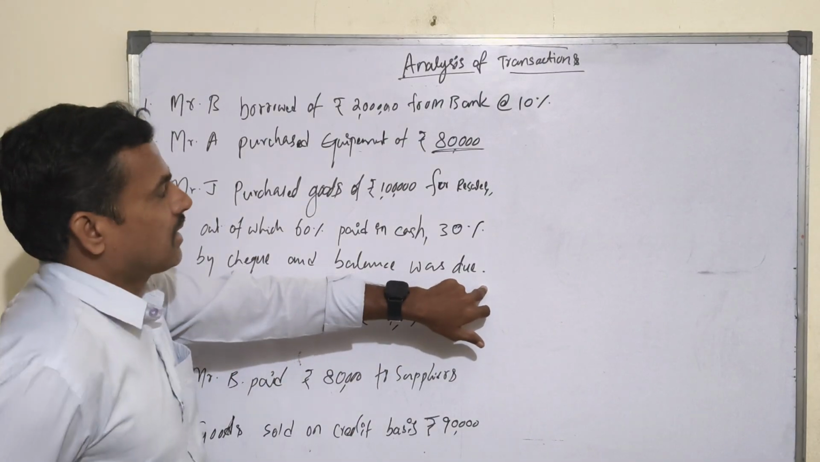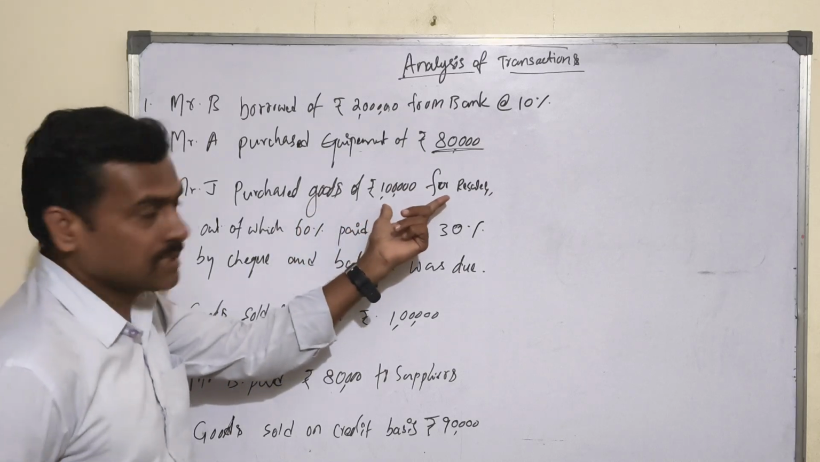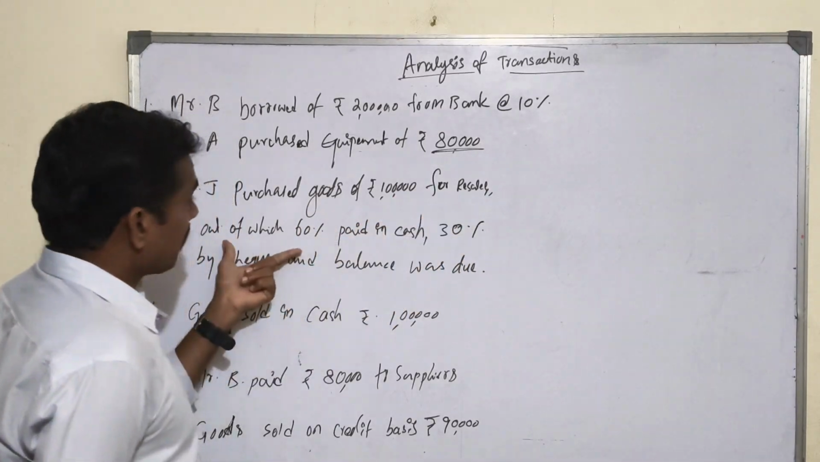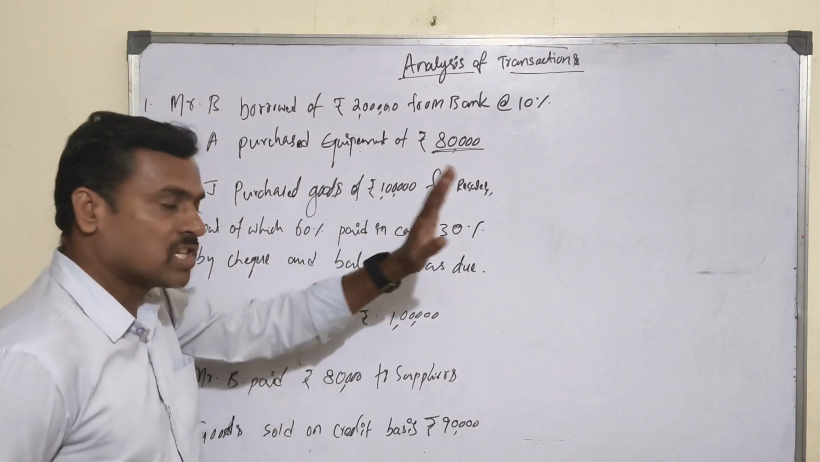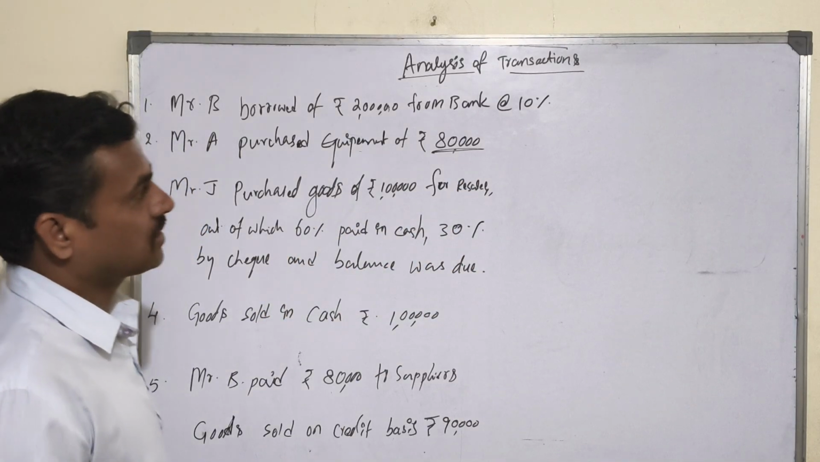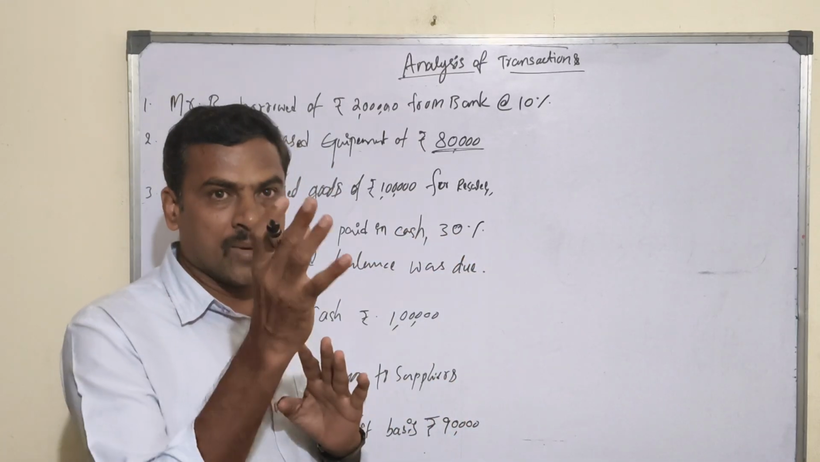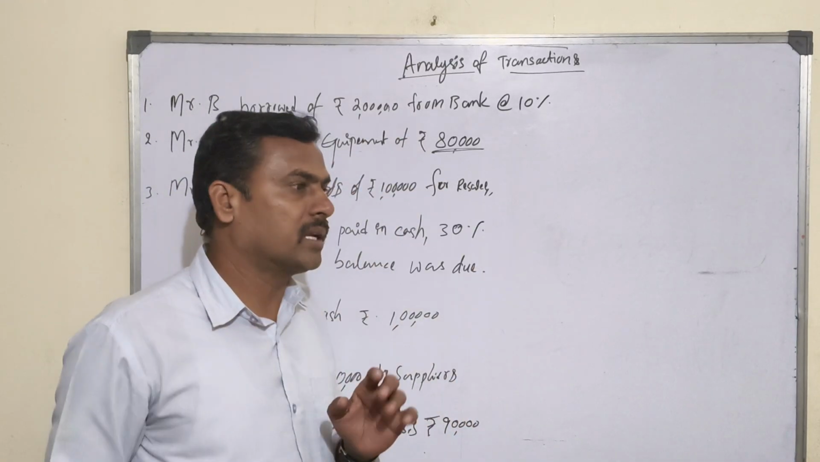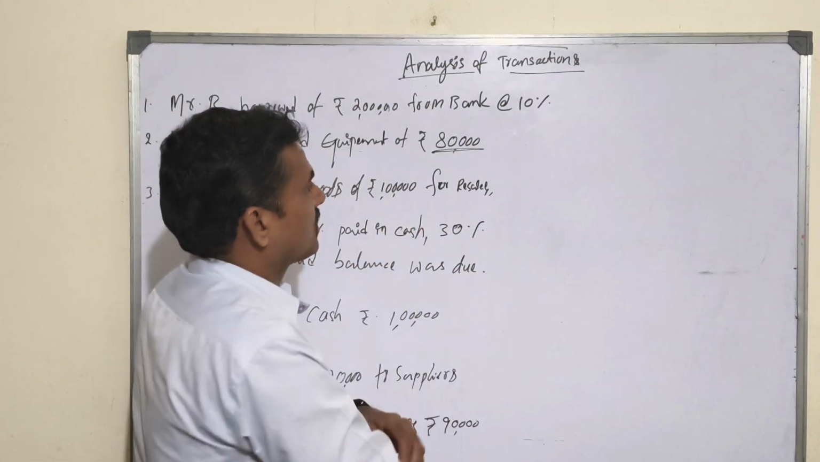Let's understand the transaction one more time. Purchased goods of 1 lakh rupees for resale. Out of it, 60% paid in cash, remaining 30% by check, and the balance was due. What is the journal entry? Let's write the journal entry and then understand what are the elements and which financial statements are impacted by this transaction. What are the changes brought by this transaction?